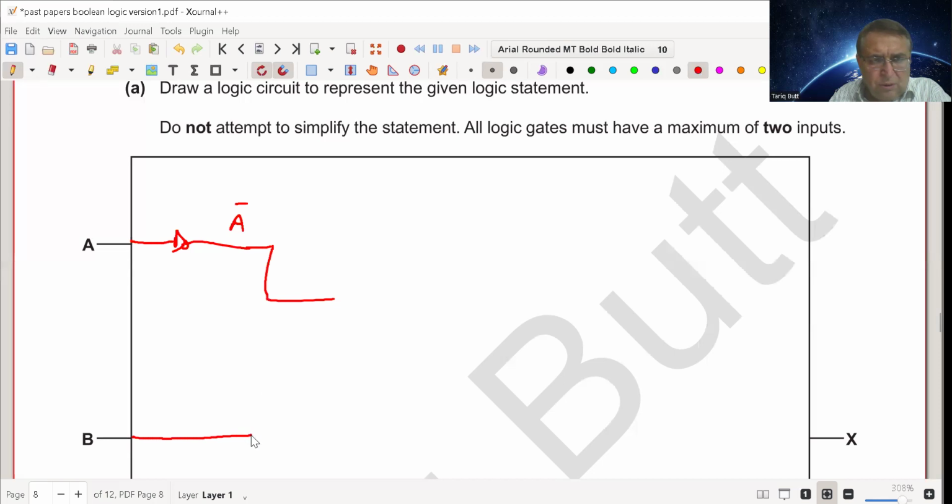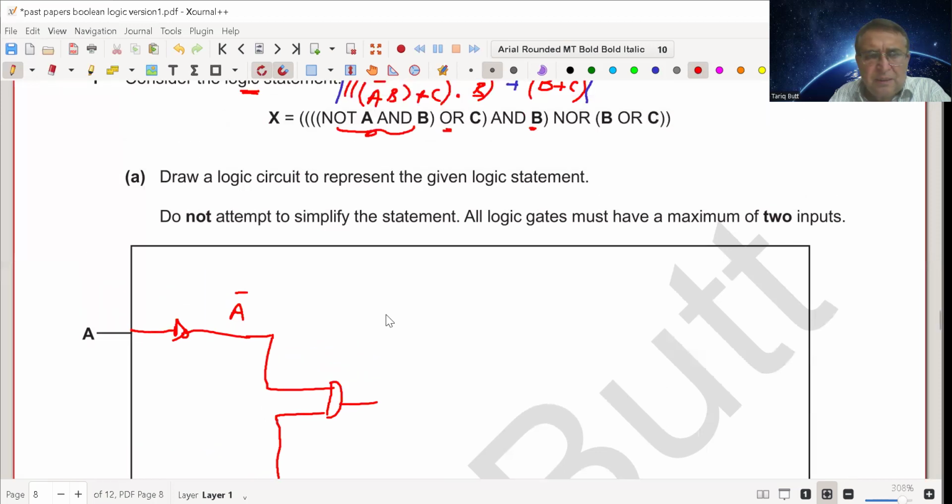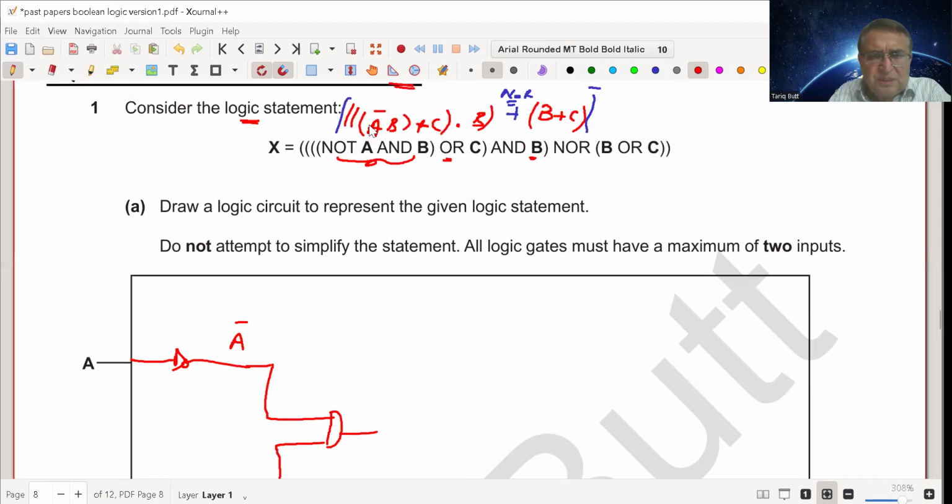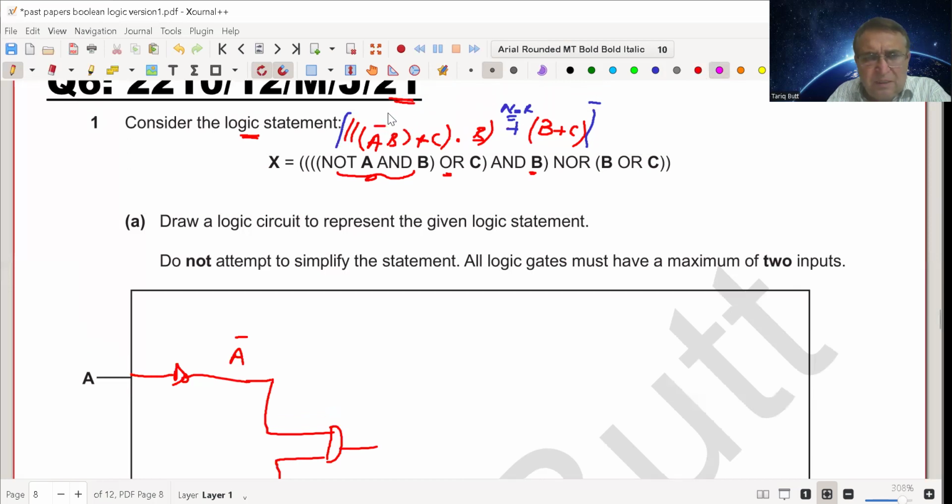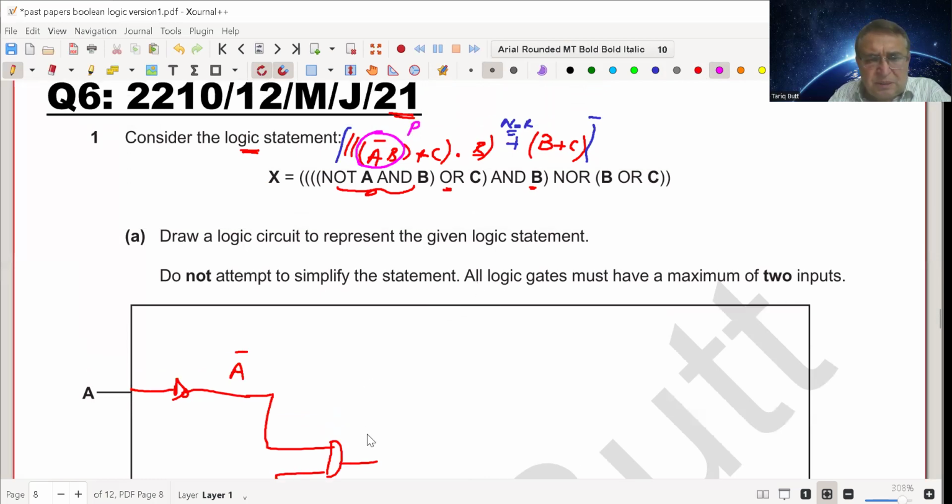So not of A and B, which is A prime B, for instance. Let's say we call this P. So this is P. And then you have to OR it with C.